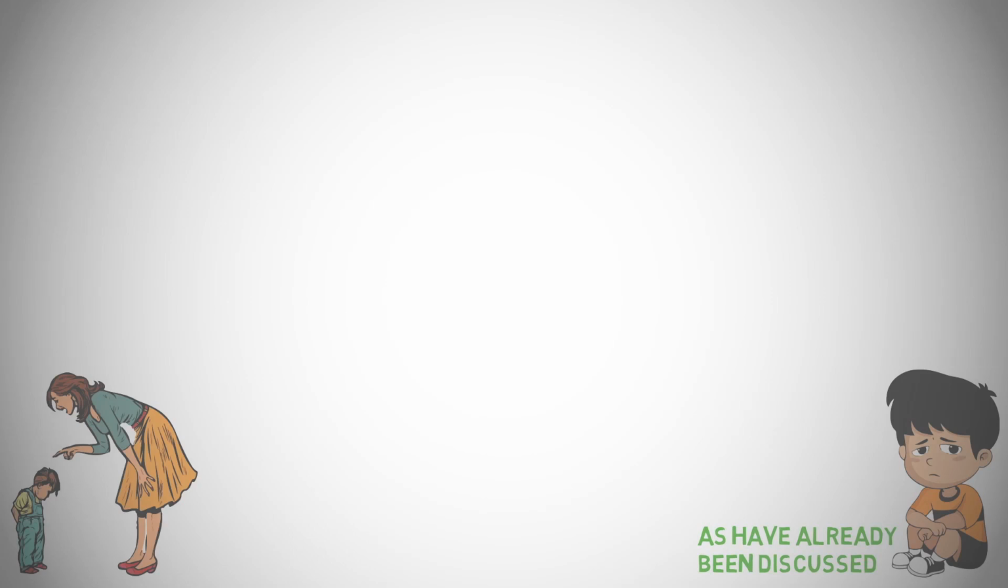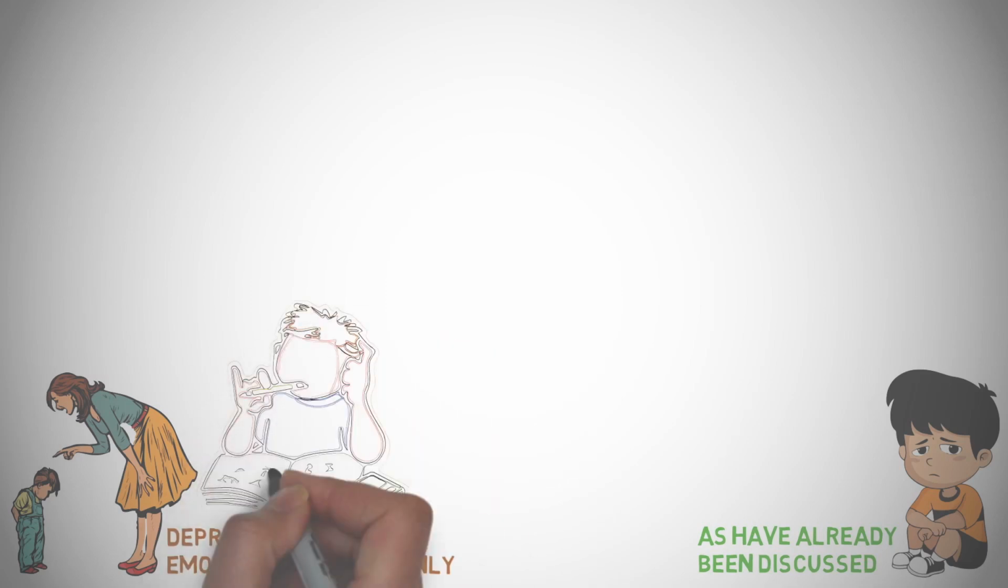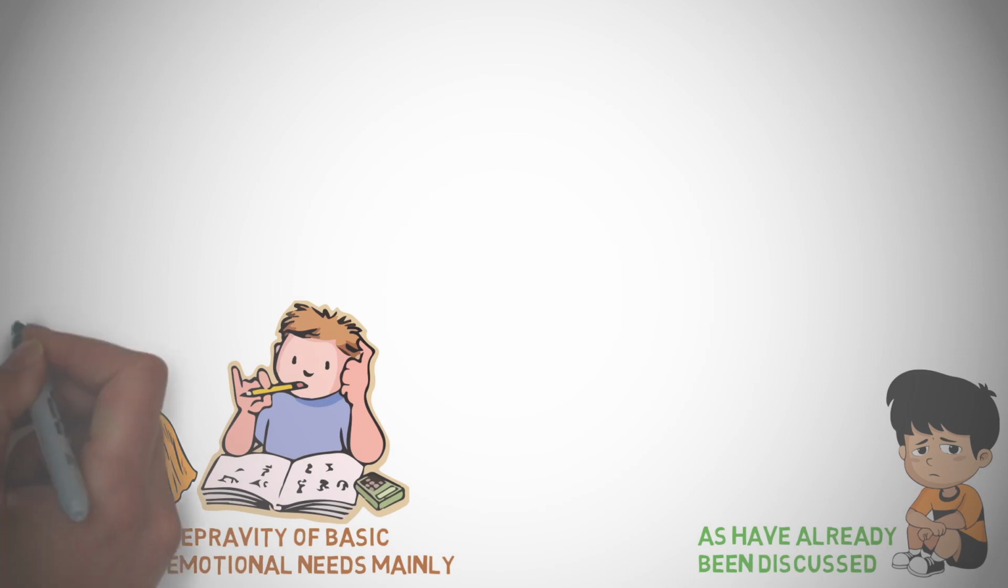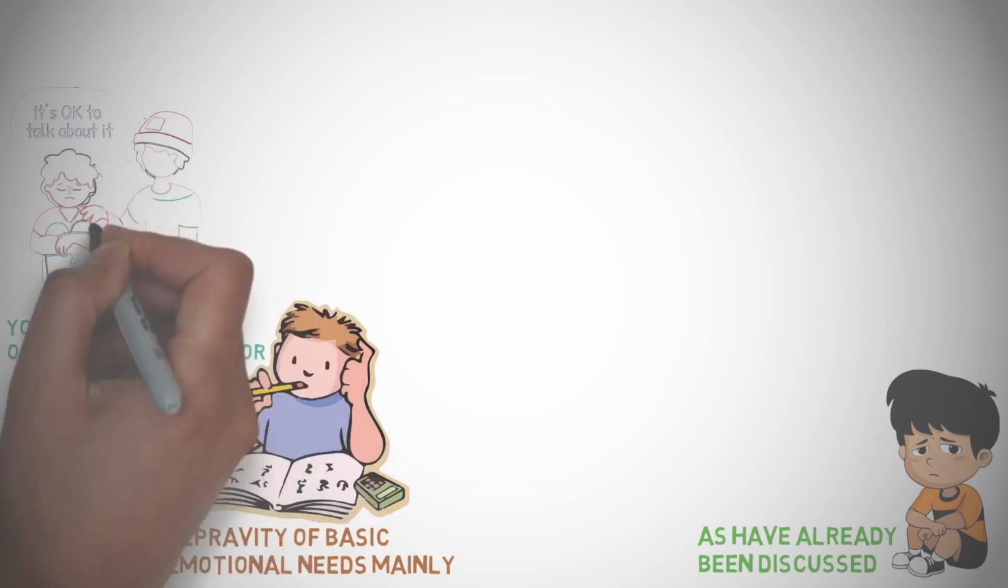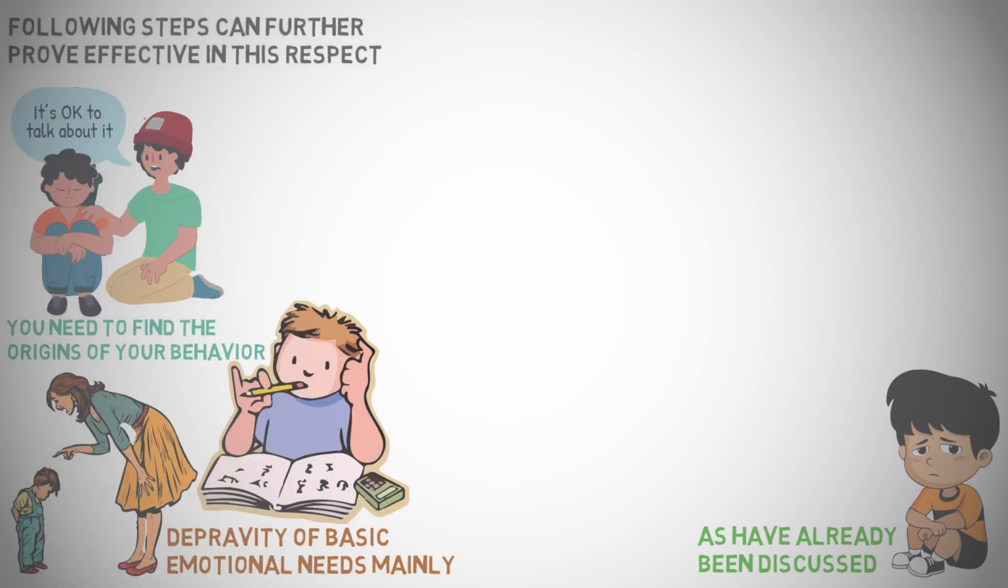The vulnerable child mode, as has already been discussed, is triggered by negative emotional experiences in childhood. These negative experiences include deprivation of basic emotional needs mainly. In order to cope with it, you must first get acquainted with it. You need to find the origins of your behavior before you move on to fix it. The following steps can prove effective in this respect.